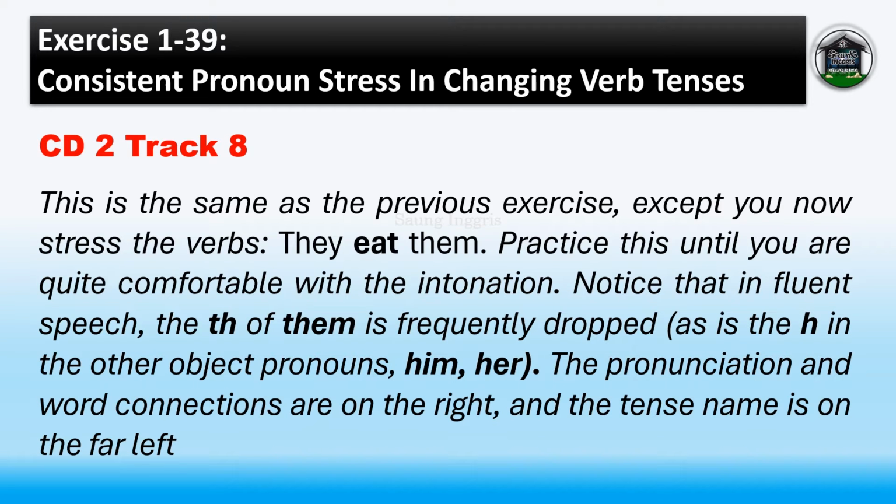Exercise 139. Consistent pronoun stress in changing verb tenses. This is the same as the previous exercise, except you now stress the verbs. They eat 'em. Practice this until you're quite comfortable with the intonation. Notice that in fluent speech, the TH of them is frequently dropped, as is the H in other object pronouns, him, her. The pronunciation and word connections are on the right, and the tense name is on the far left.